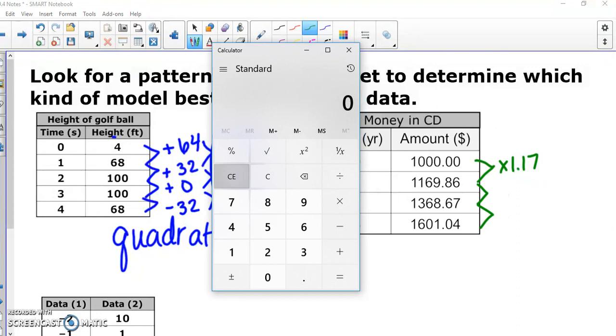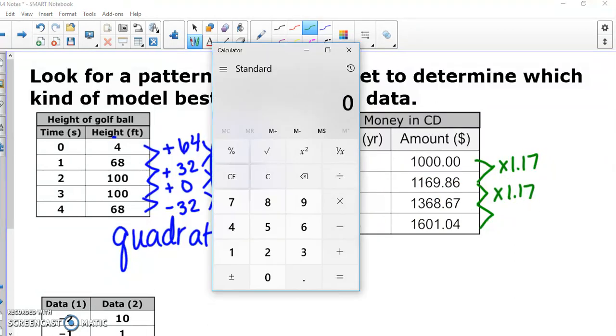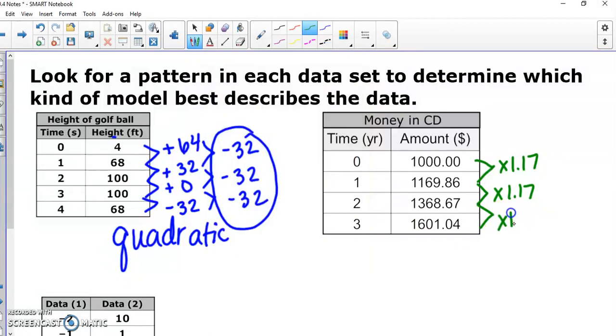So I'm going to check each of these now by going 1169.86. If I take that times 1.17, I should get about 1368. So that works there. And remember I rounded, so it's not going to be precisely on. But we'll make sure on this last one too. I'm going to take 1368.67, multiply it by 1.17. And I get about 1601. So it does look as though they are multiplying by about 1.17 each time. So since I'm multiplying on each one, this would be an exponential function.